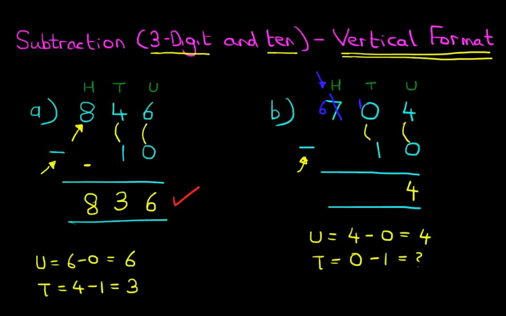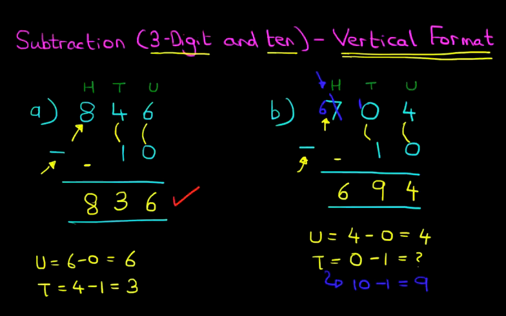So the tens has now become 10 minus 1. It's not 0 minus 1 anymore, it is 10 minus 1. And 10 minus 1 is 9. So let's write that down. 10 minus 1 is 9. And lastly, we've got the hundreds column. We don't have 7 anymore, we now have 6. 6 minus 0 is 6.